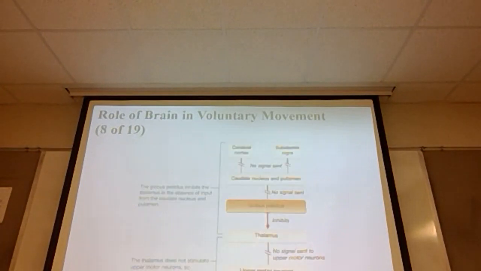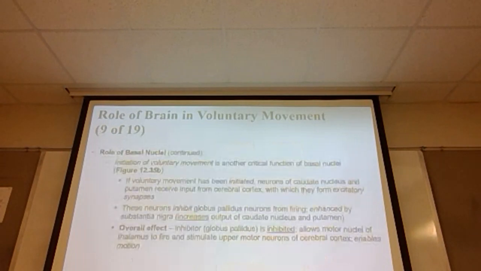So here are the neurons not stimulated by the thalamus. We've got the cerebral cortex, and this is the substantia nigra. If no signal is being sent, then the caudate nucleus doesn't send a signal. The globus pallidus then inhibits the thalamus, and then from the thalamus we get no signal, so these upper neurons are not stimulated.